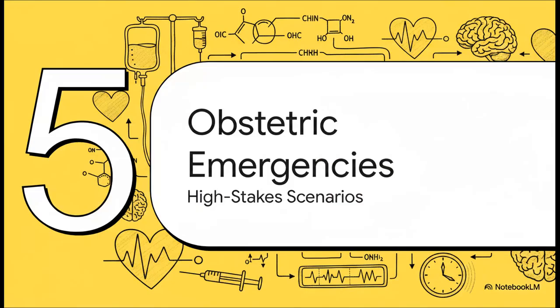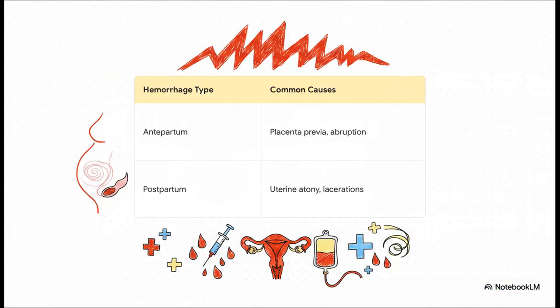Section 5. Managing obstetric emergencies. All right, this is the climax of the shift. This is where your deep understanding of physiology saves lives. Hemorrhage is one of our biggest foes, so you need a solid framework. We split it into antepartum and postpartum. Antepartum bleeding, that's usually placenta previa, abruptio placentae, or a catastrophic uterine rupture. Postpartum hemorrhage, or PPH, is most often caused by uterine atony. The uterus just won't contract.